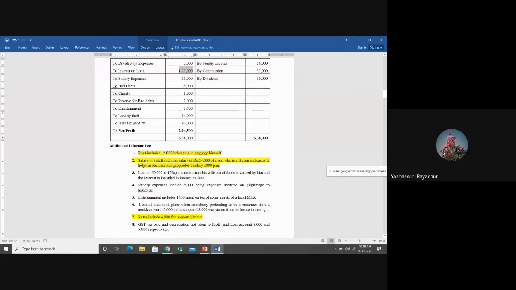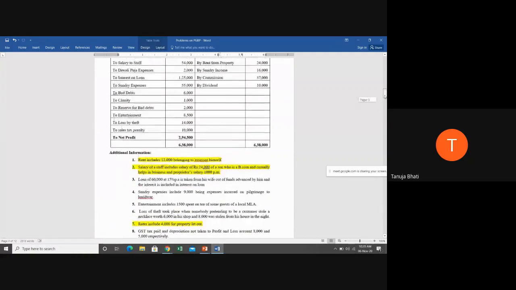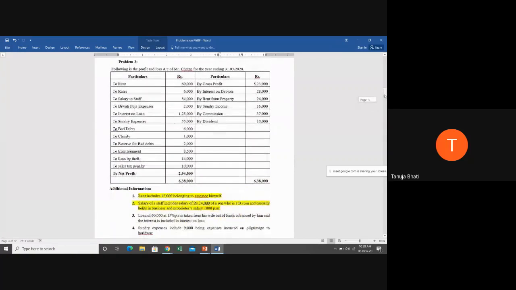Disallowable. Very good students. That is why we are going to write interest on loan by wife is 9,000 rupees, which is completely disallowed. The remaining will be allowed, and if it is allowed, we need not give any effect in the main answer because already effect has been given.